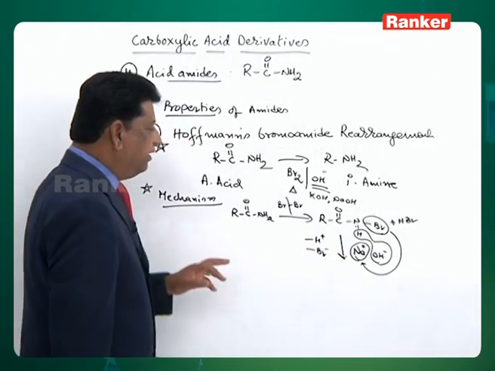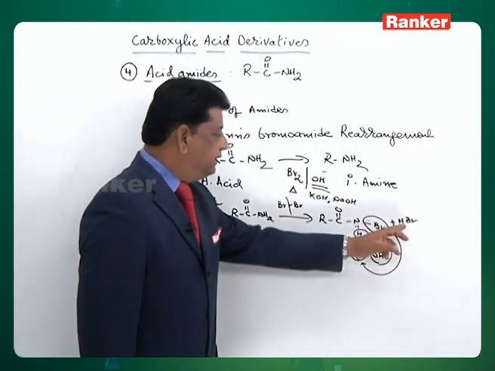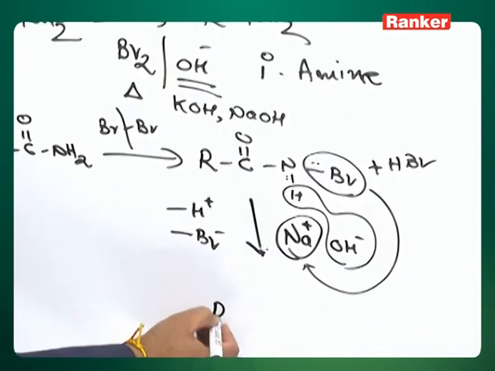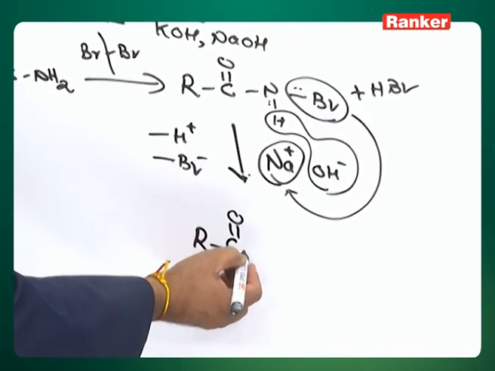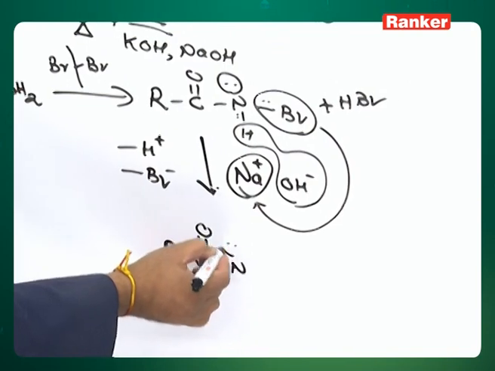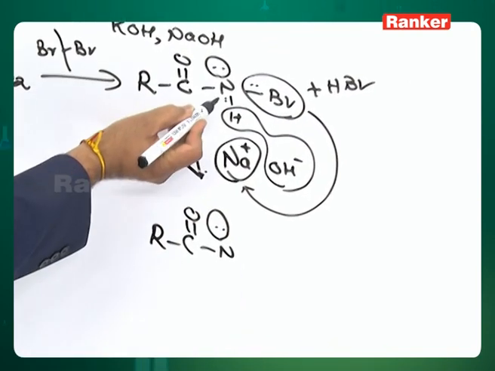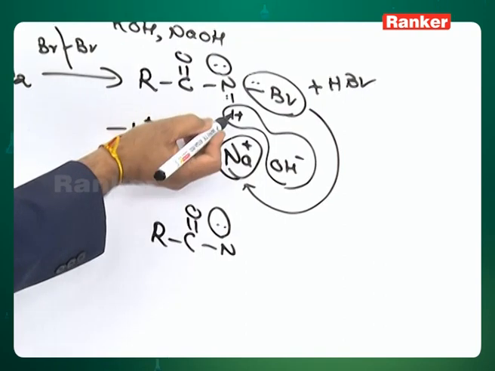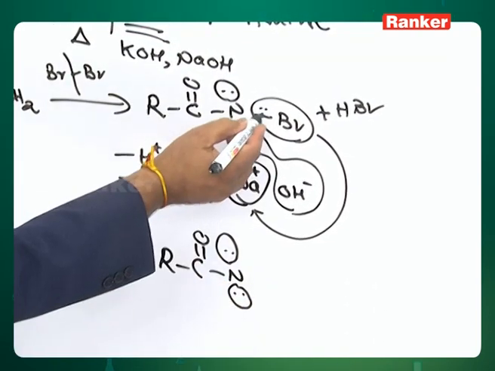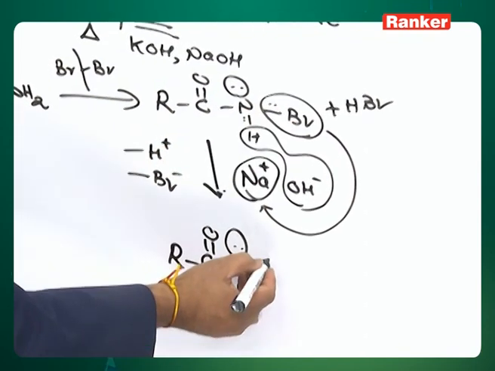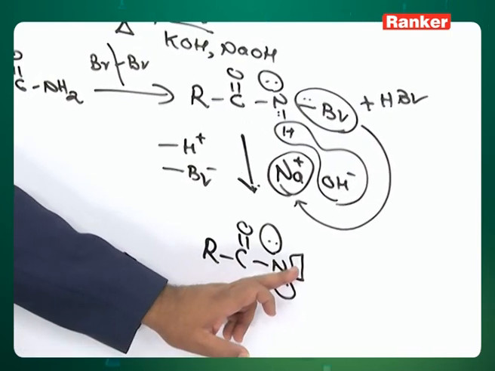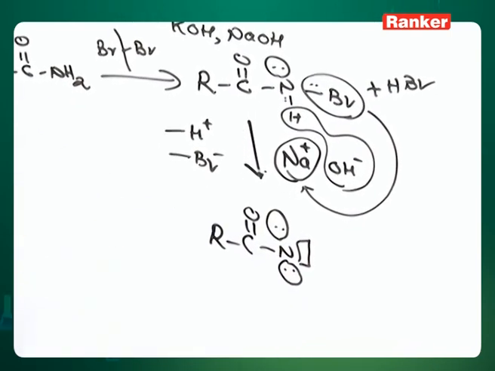One HBr is already lost; now another HBr is removed from the same nitrogen. So, the amide will become a nitrogen with its original lone pair. This original lone pair will be there as it is. Another lone pair is formed from the H plus removal. But one pair is lost with the bromide, therefore a vacant orbital is formed.